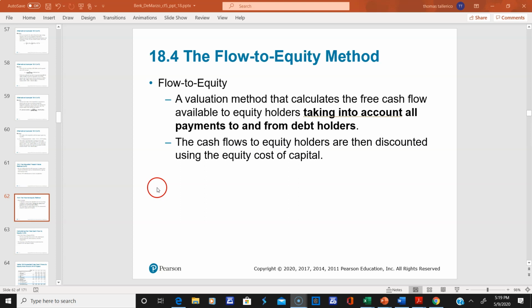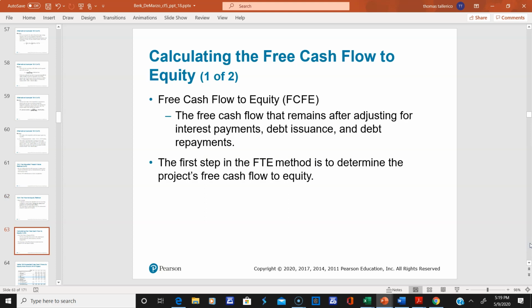All right, so we're up to slide 62, and this is the third method to calculate valuation, called the flow to equity method. The flow to equity method is a valuation method that calculates the free cash flow available to equity holders, taking into account all payments to and from debt holders. The cash flows to equity holders are then discounted using the equity cost of capital. So this is the third method.